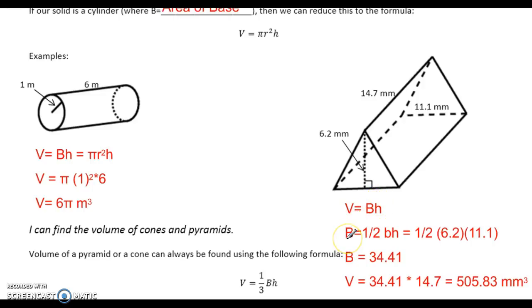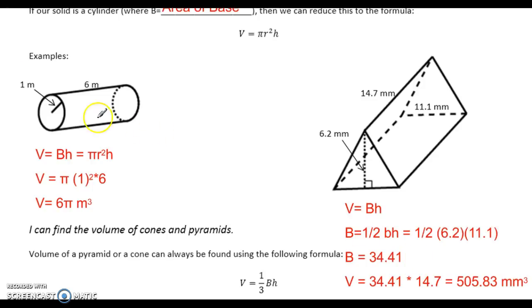Well, the base itself is a triangle, which is the area of a triangle is 1/2 base height. Notice, this is a different height than the height here. This height in the area of the base formula needs to be the height of the triangular base, not the height of the prism. And this lowercase b is the base of the triangular prism. So when I plug in, I do 1/2. My base here is 11.1 because it would be the same as right here. And my height of the triangle is 6.2.